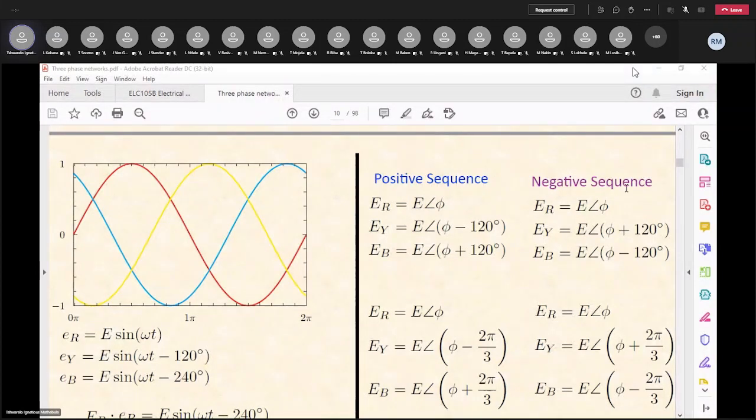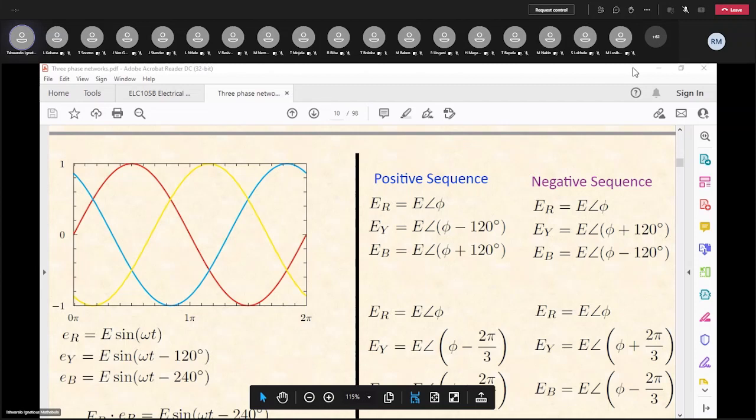But on the negative sequence, we still have the same red phase at whatever angle, be it 0, be it 10, be it 30 degrees. We find that the yellow phase on the negative sequence is now leading ER by 120 degrees, and the blue phase is now lagging ER by 120 degrees. What does that mean if I was to write it down?